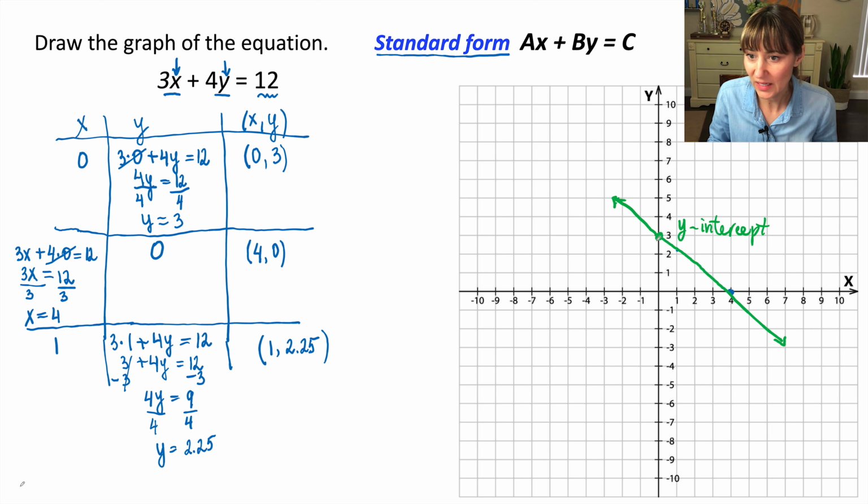And the coordinates of the y-intercept are 0, 3. You see where the line crosses the x-axis? This is our x-intercept. These are special points, the x-intercept. Very good. The coordinates are 4, 0.